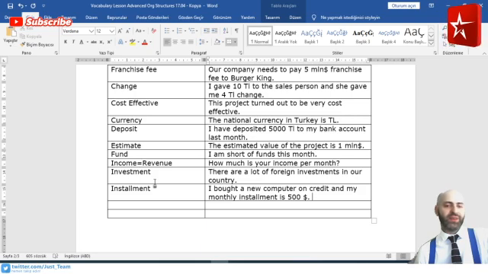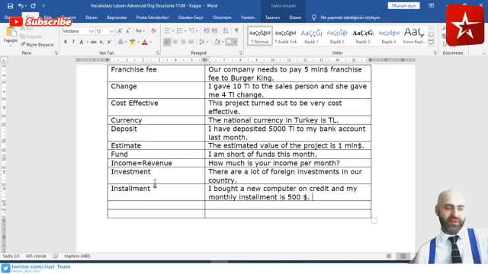Investment is a noun and the verb is invest. It means when you put money into business. There are a lot of foreign investments in my country. I don't know about Turkey that much, the situation, but in my country we have a lot of foreign investments. If you want to say the person noun, it is investor. A person who invests money we call an investor.